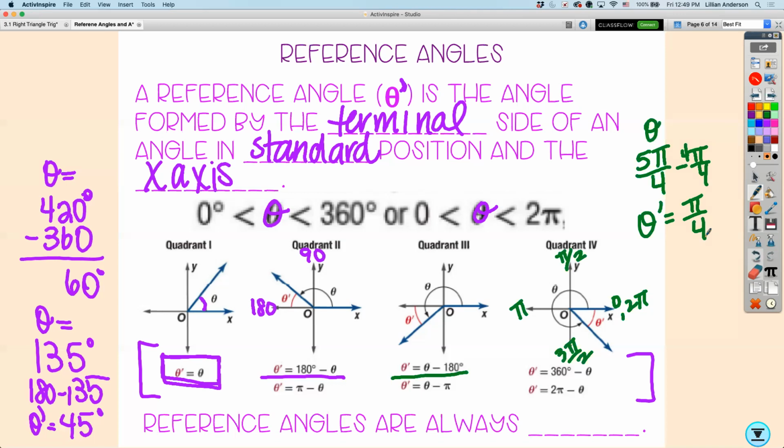But what do you notice between every single one of these reference angles? 60, 45 degrees, pi over 4. Every single one of these reference angles are what? Yes, they're positive. So they're always positive. They're all less than 90, which means they are, what word means less than 90? They're acute. Very good. Reference angles are always acute because they're so cute, okay? Reference angles are always acute.